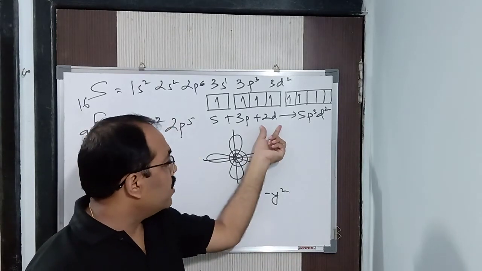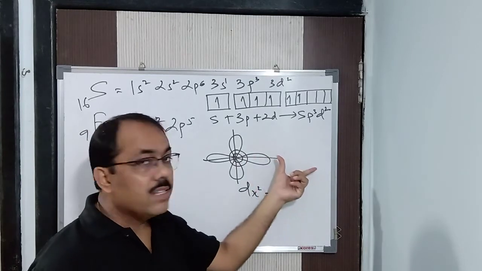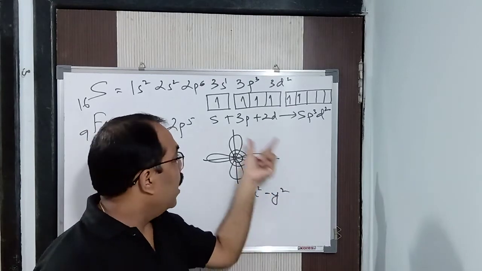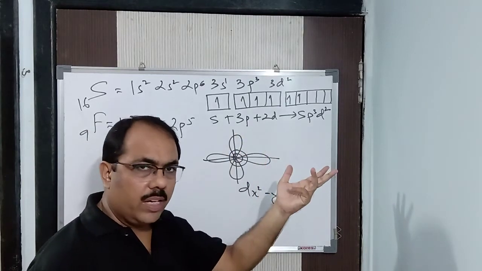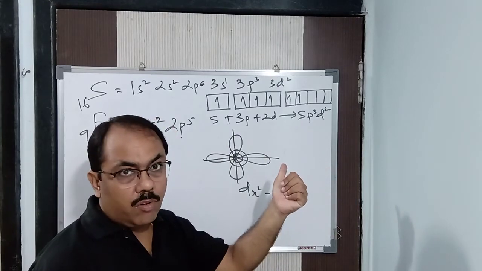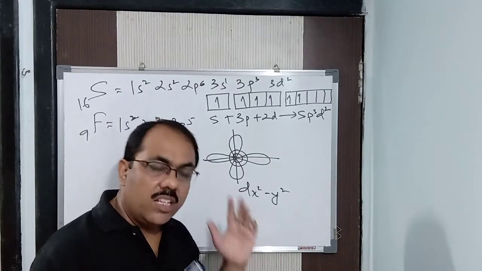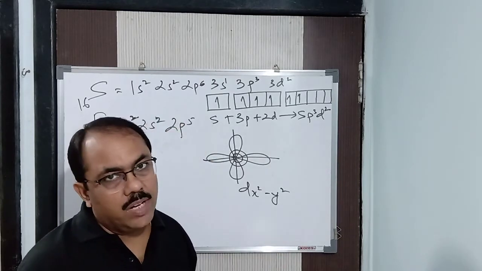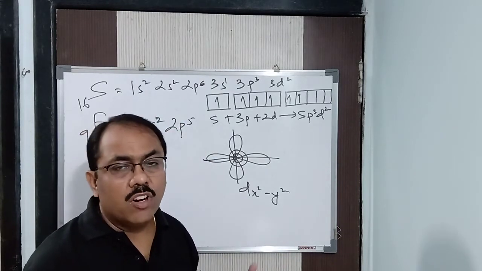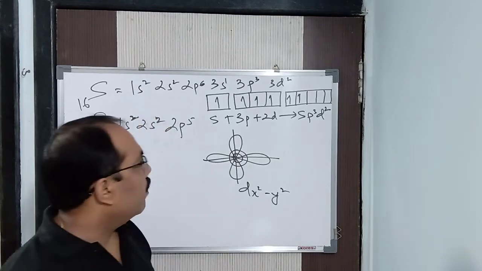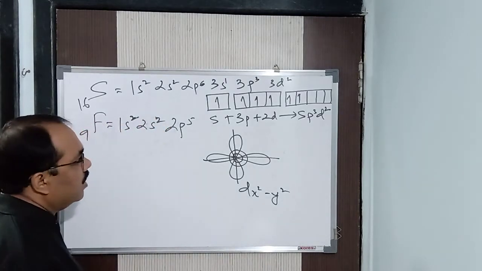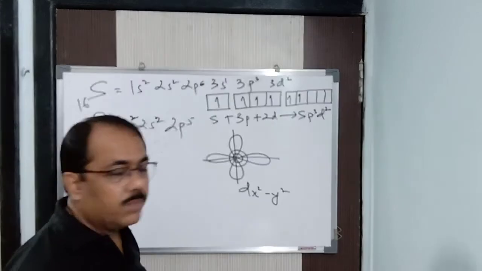So in the 3d subshell, dx square minus y square and dz square will be participating, and in the 3p subshell all the orbitals 3px, 3py, 3pz will be involved, and the s subshell will be involved in hybridization. Why? The reason is the same again, because they have got similar energies. Clear? So you can see that the energies are similar, how it is.